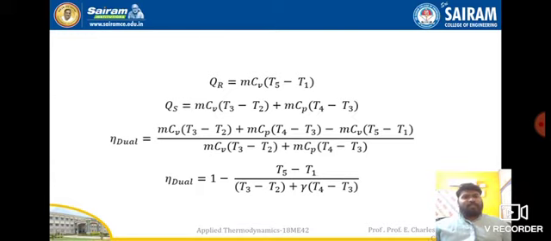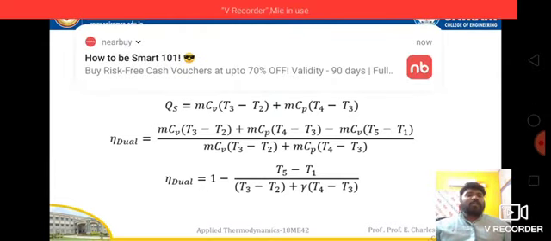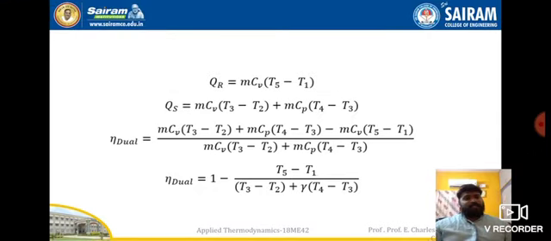Now what we have to do is, whatever is common, we have to take it outside. So to simplify the equation, we do it like this. If you take what is common outside and cancel it from both numerator and denominator, what is left over will be 1 minus (T5 minus T1) divided by (T3 minus T2) plus gamma into (T4 minus T3). Now what is gamma here? Cp by Cv is equal to gamma. What does gamma stand for? It is the adiabatic index. Adiabatic index is nothing but gamma. So gamma comes here in the denominator.